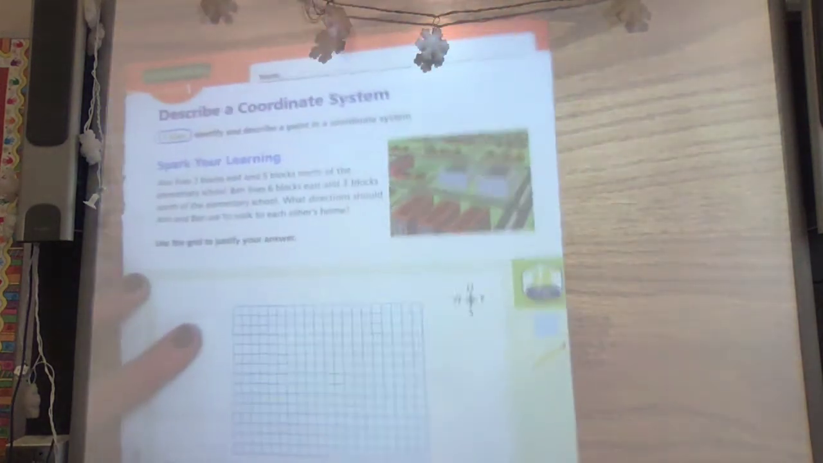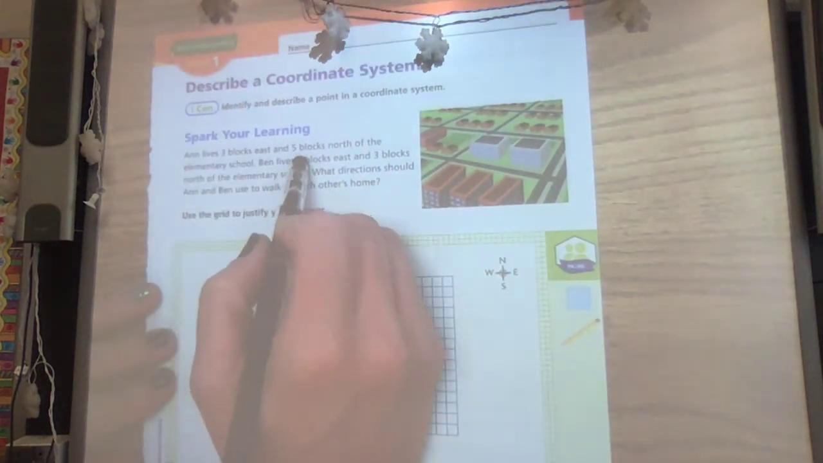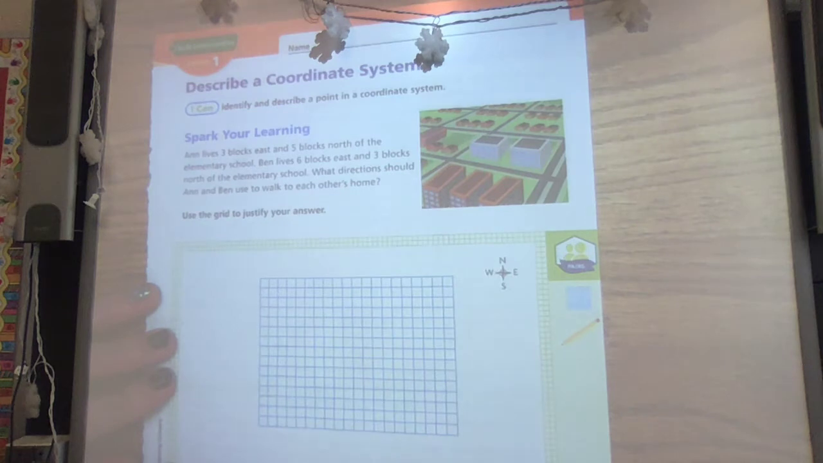So we are in your module 10 through 20 book, and we're on page 473. And it says Anne lives 3 blocks east and 5 blocks north of the elementary school. Ben lives 6 blocks east and 3 blocks north of the elementary school. What directions could Anne and Ben use to walk to each other's home? Okay, so let's first talk about the directions.